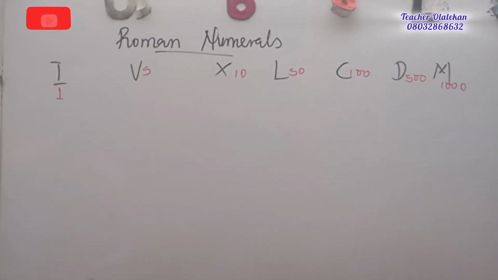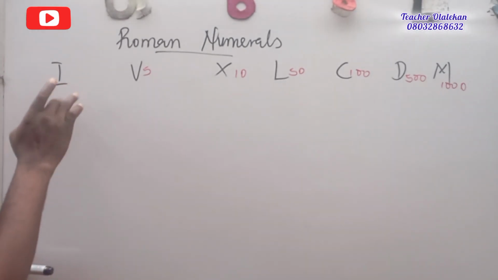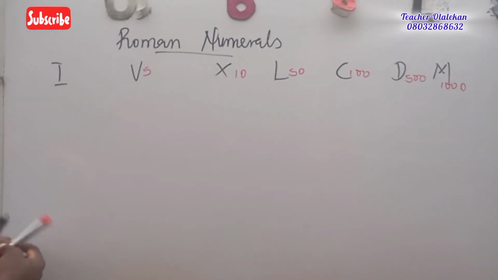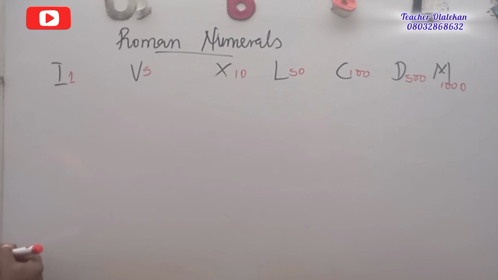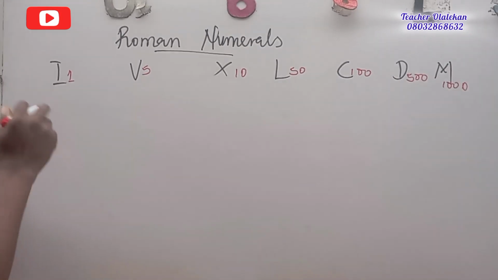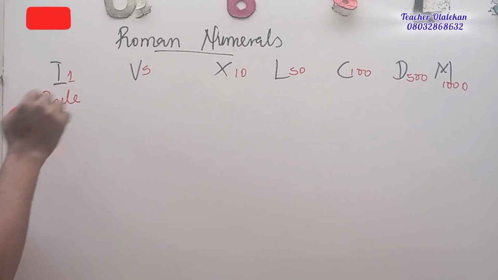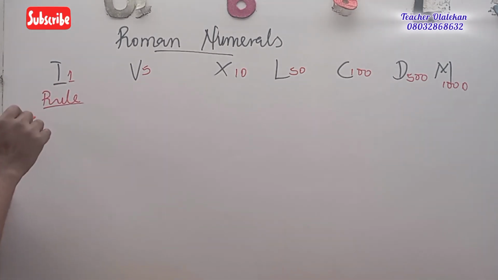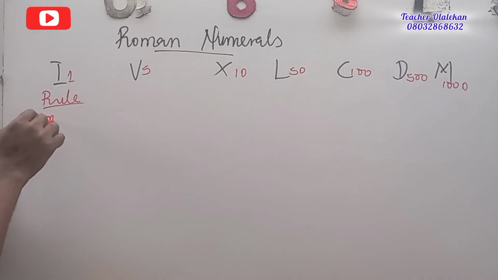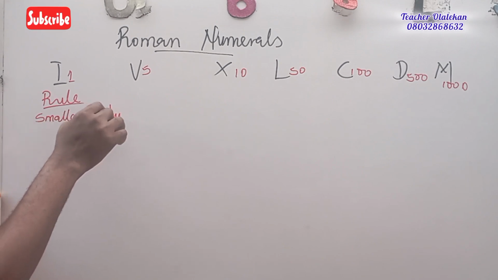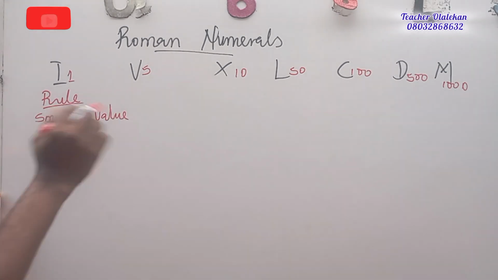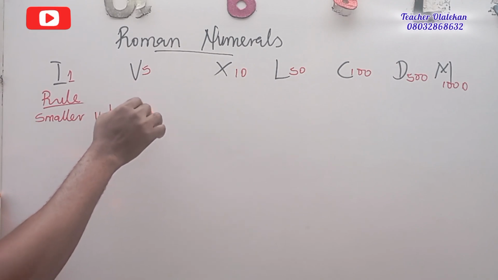Roman numeral employs two methods in combining these letters in order to form any numerals that you are interested in. So what are the rules in Roman numeral? Rule 1: when we have a smaller value to the left of a bigger value.